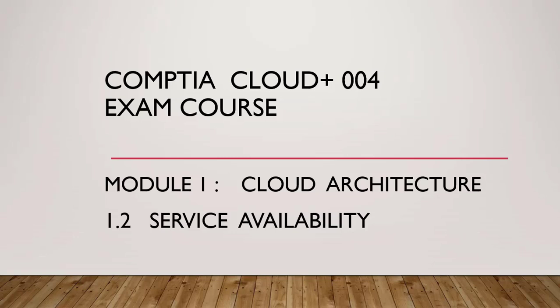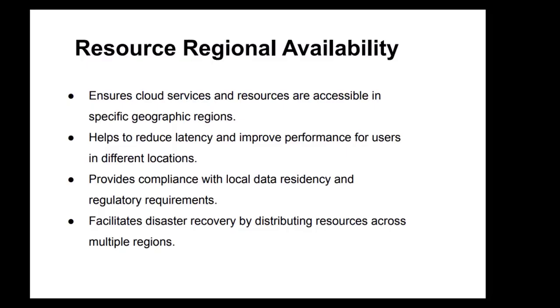In this episode, we're going to continue in Module 1 of the objectives discussing cloud architecture. This episode will cover Section 1.2. The topic is service availability. Let's begin. We're going to begin our discussion with resource regional availability. You might sometimes see this abbreviated as RRA.